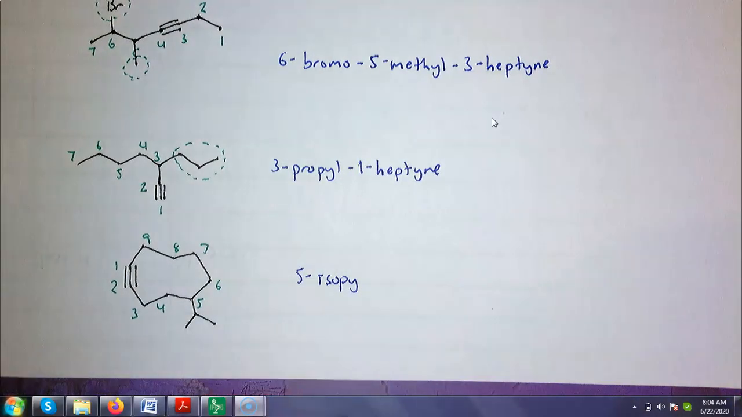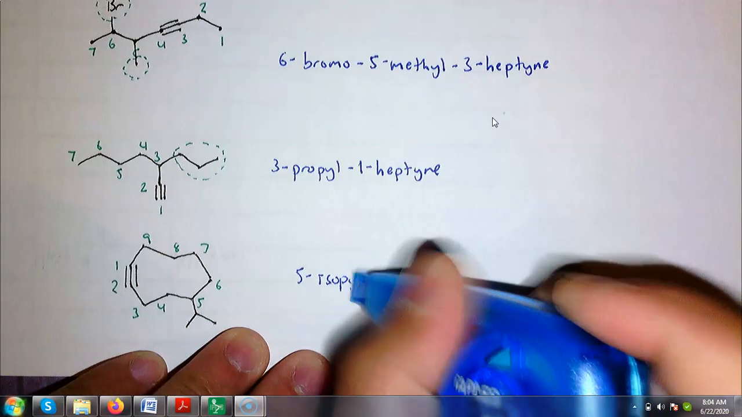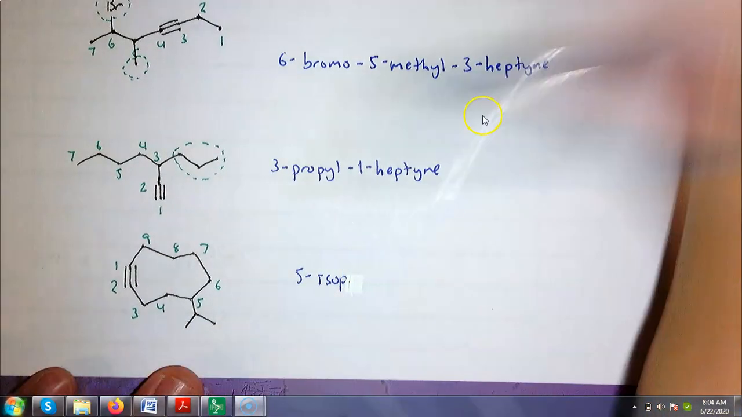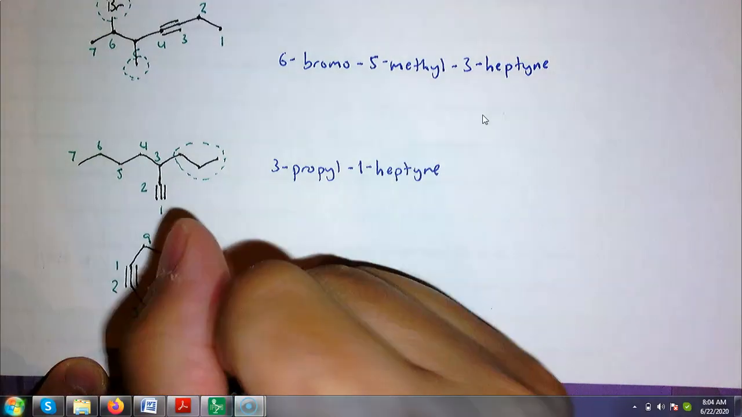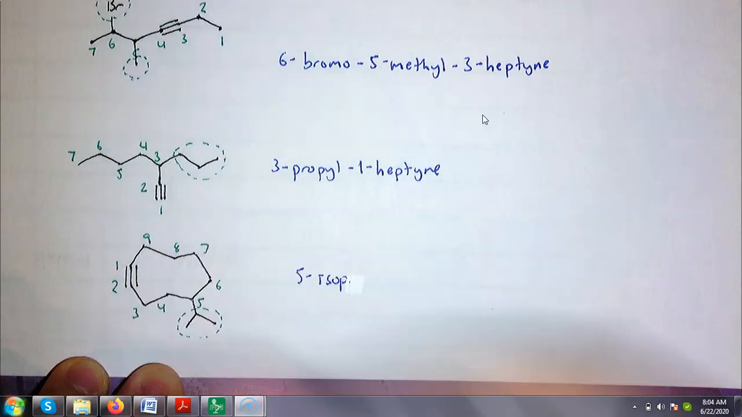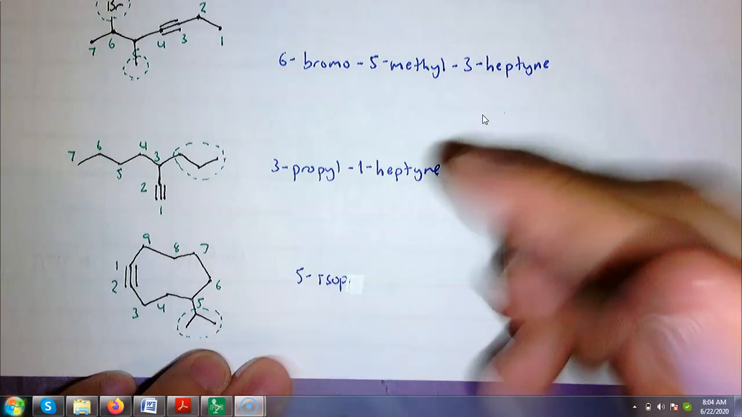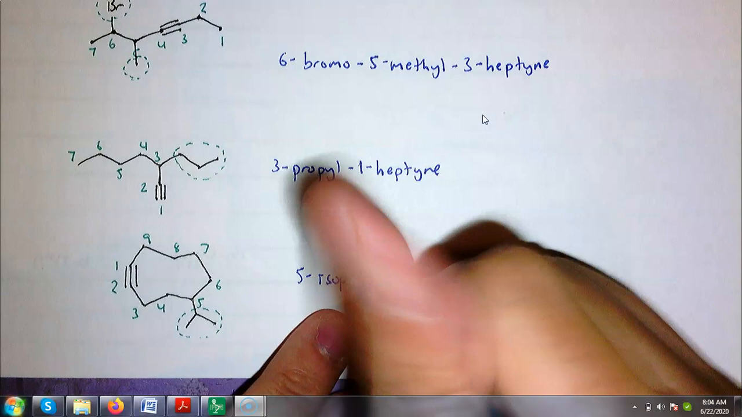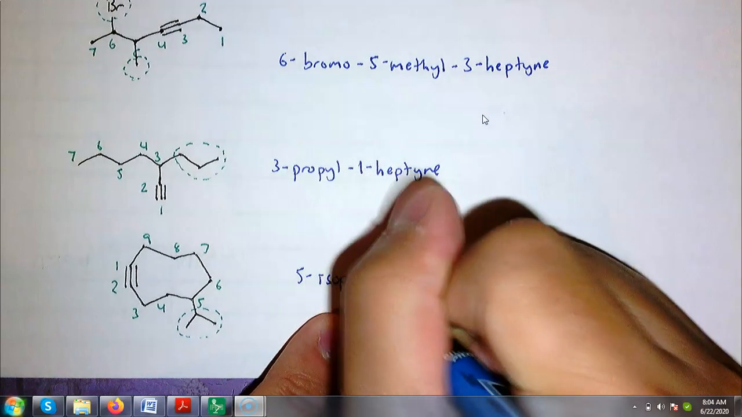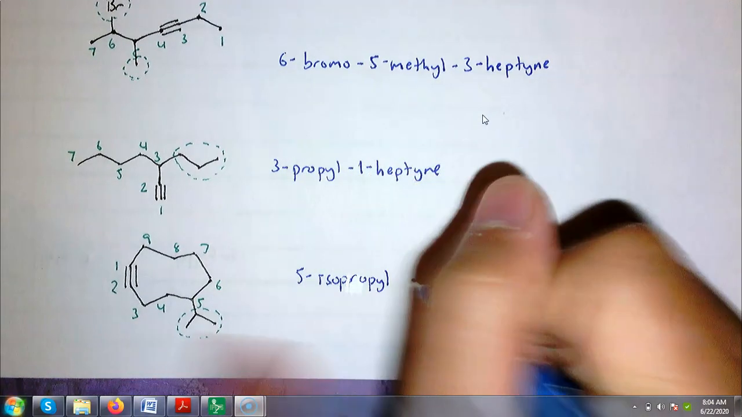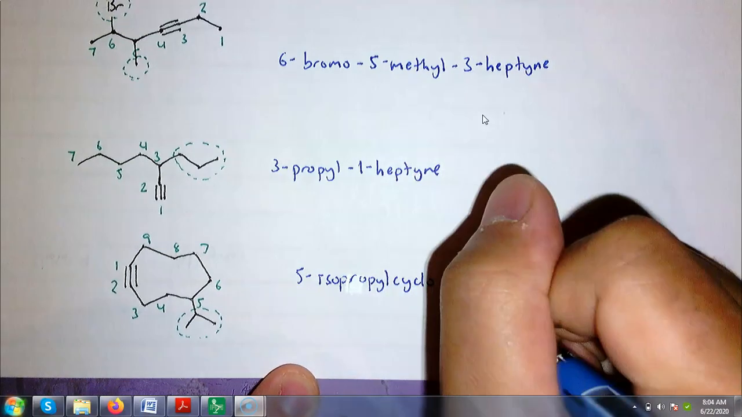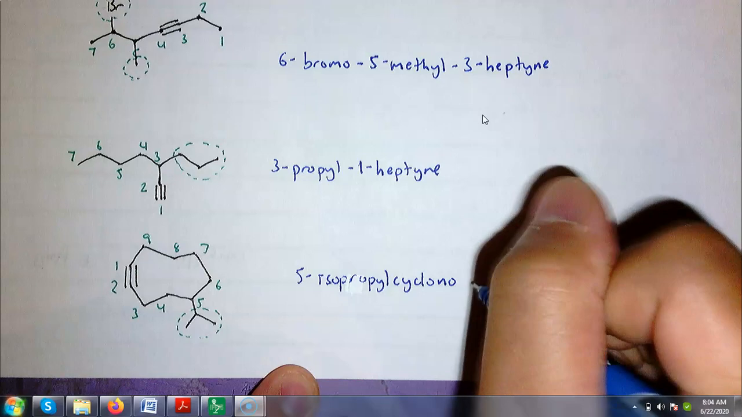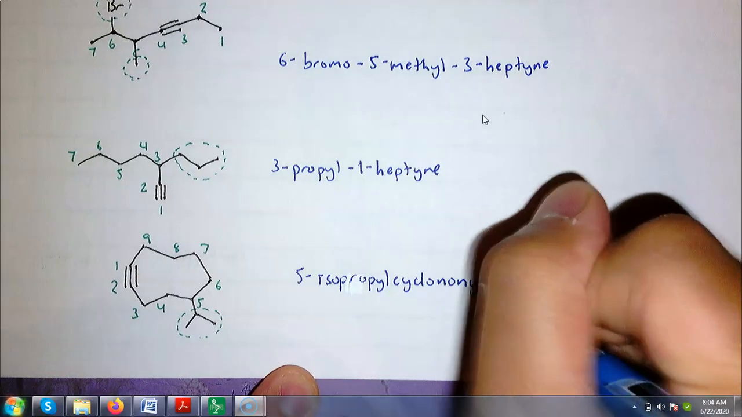Isopropyl is an acceptable name for that group. It's not strictly IUPAC. IUPAC is 1-methylethyl. Remember how to do that? I won't go over that here. I'll use the more common name isopropyl. You don't have to number where the triple bond is, and it's a cyclo, and it's 9. Not nonane, but nonyne.